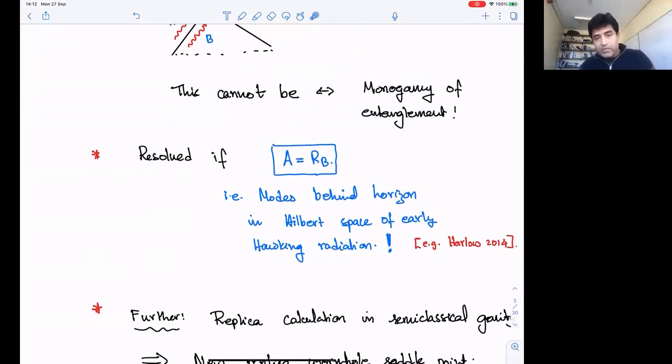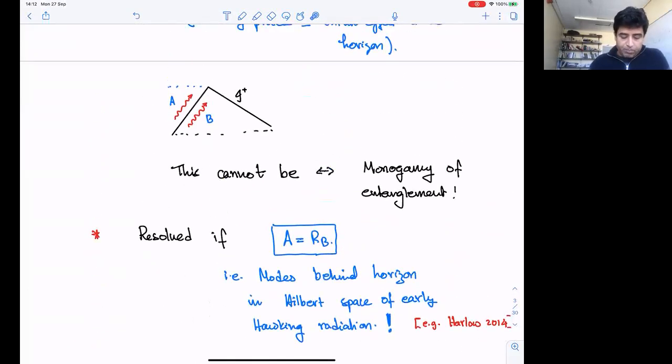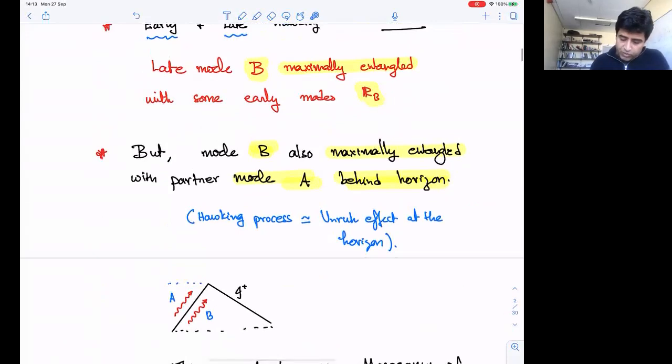And so it turns out that there is one stone that manages to kill two birds, for want of a better analogy. So both these puzzles can be resolved. Number one, if this Hawking mode, this partner mode A behind the horizon, somehow, for some miraculous reason, is actually to be identified with R_B. Remember that in this notation, which I've just introduced, late Hawking mode B is maximally entangled with some early set of Hawking modes R_B.